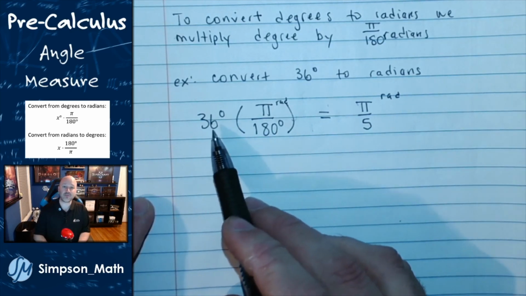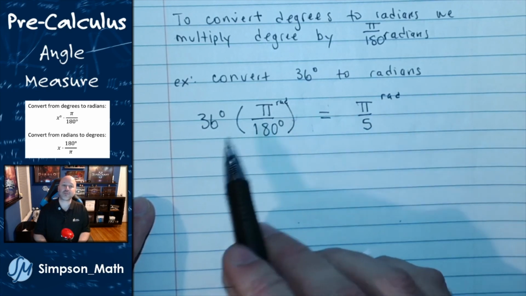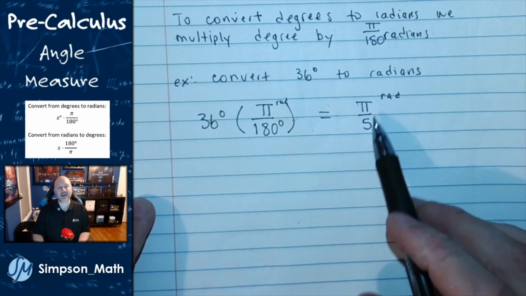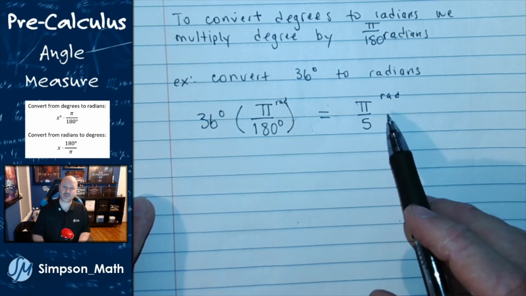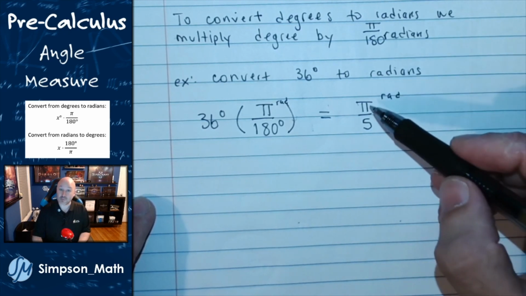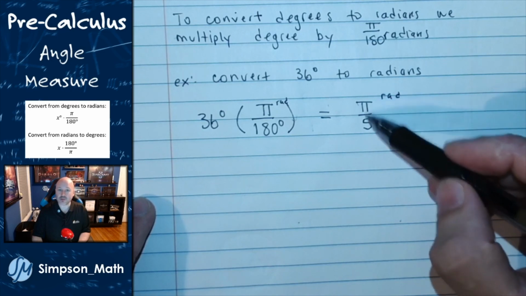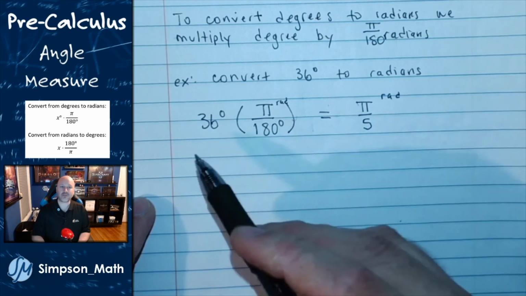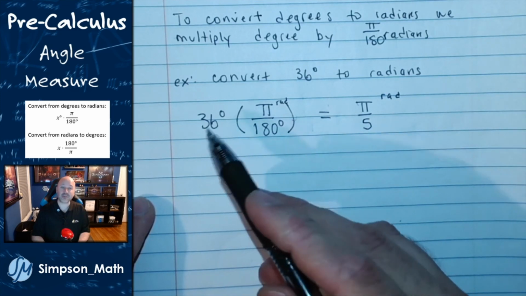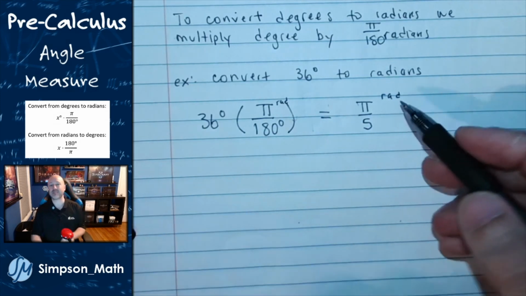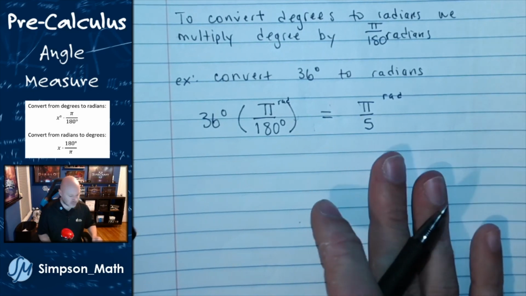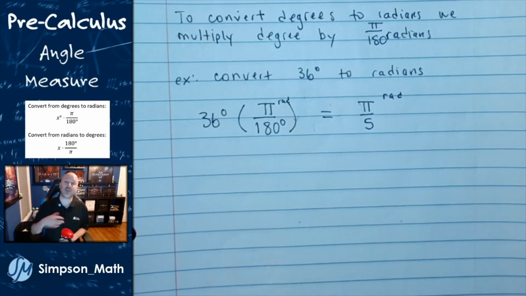We went from degrees to radians. So 36 degrees is equivalent to pi fifths radians. Remember pi is about 3, so this is about 3 fifths. So it's not quite 1 radian. 36 degrees is not quite 1 radian. It's pi fifths radian. So in homework, we may do some of that.